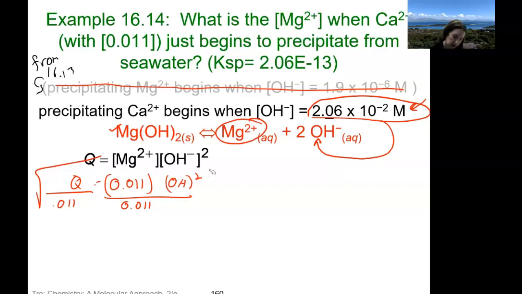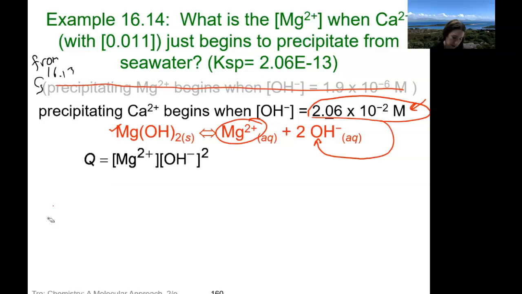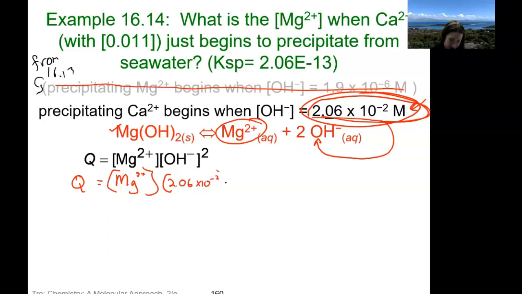Oh my gosh, I just totally did that backwards. Did anybody notice what I just did right there? I plugged it in for OH, and I plugged it in for magnesium instead of OH. Let's try that one more time. Q equals, we don't know magnesium. We do know OH, 2.06. No square root needed this time, right? And so then all we have to do is square that and divide it.